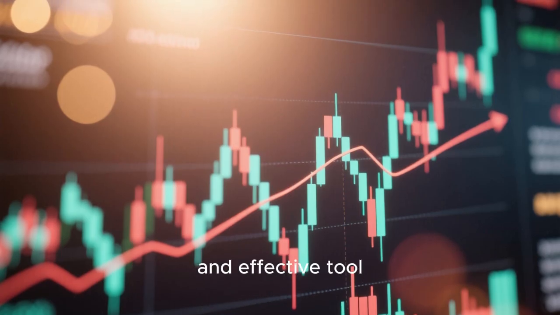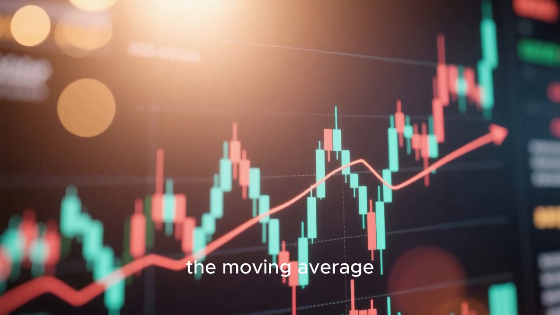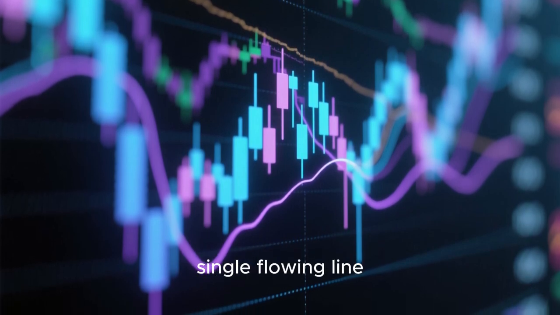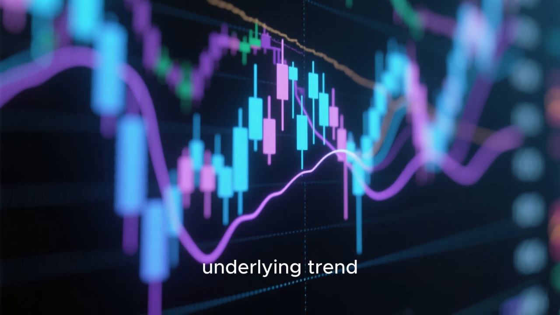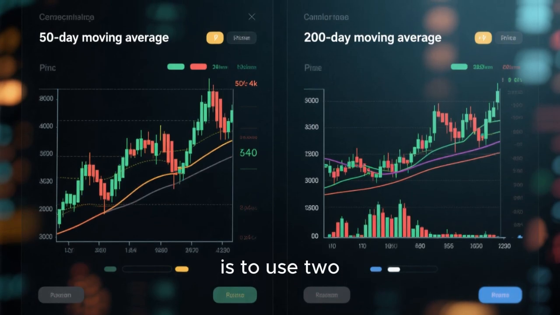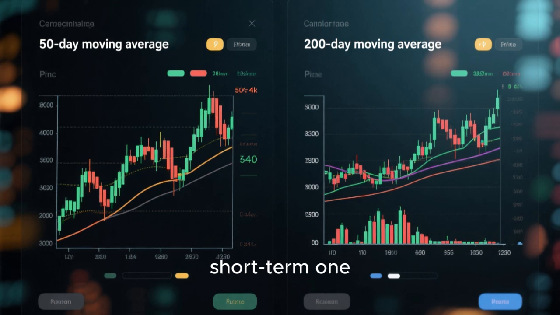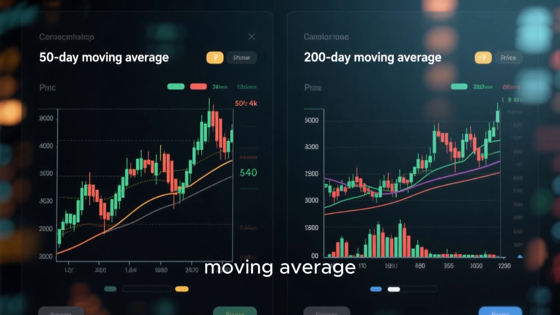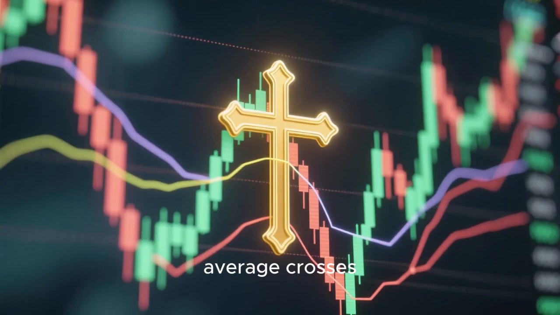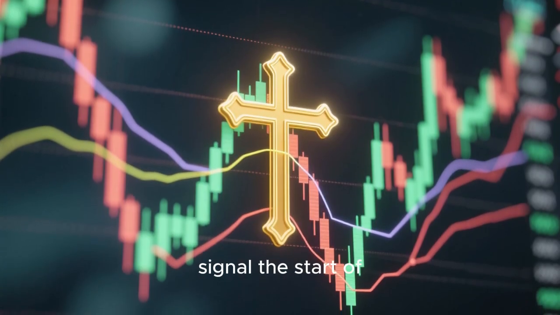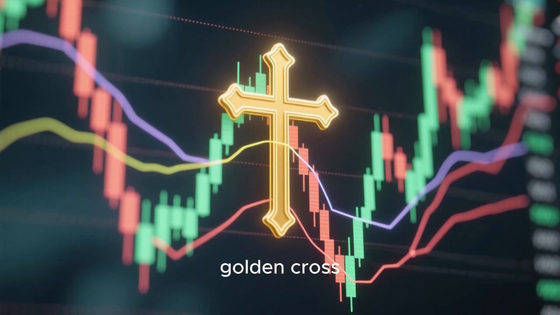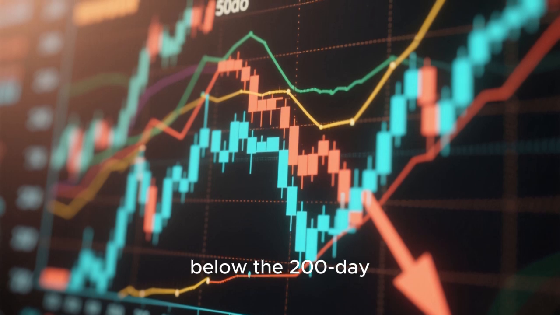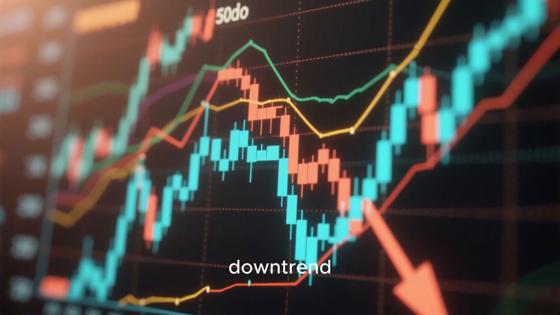The most popular and effective tool for trend identification is the moving average. A moving average smooths out price data to create a single flowing line, making it easier to see the underlying trend. A common strategy is to use two moving averages, a short-term one, like a 50-day moving average, and a long-term one, like a 200-day moving average. When the short-term average crosses above the long-term average, it can signal the start of a new uptrend. This is often called a golden cross. Conversely, when the 50-day crosses below the 200-day, it's known as a death cross and can signal a downtrend.